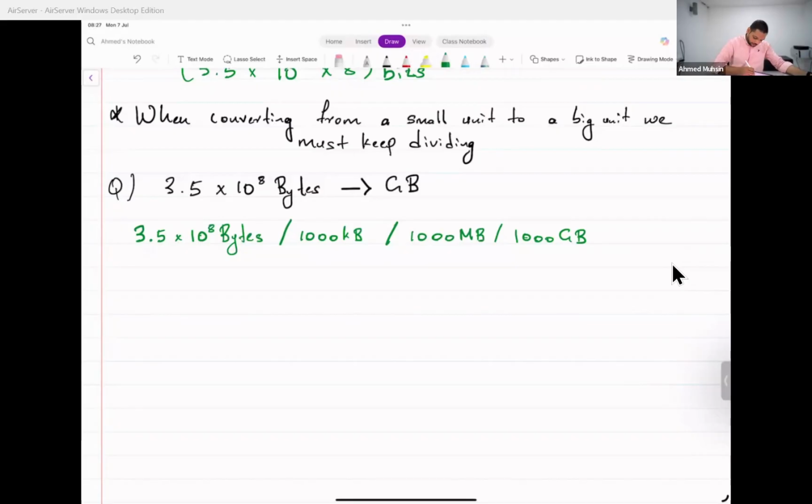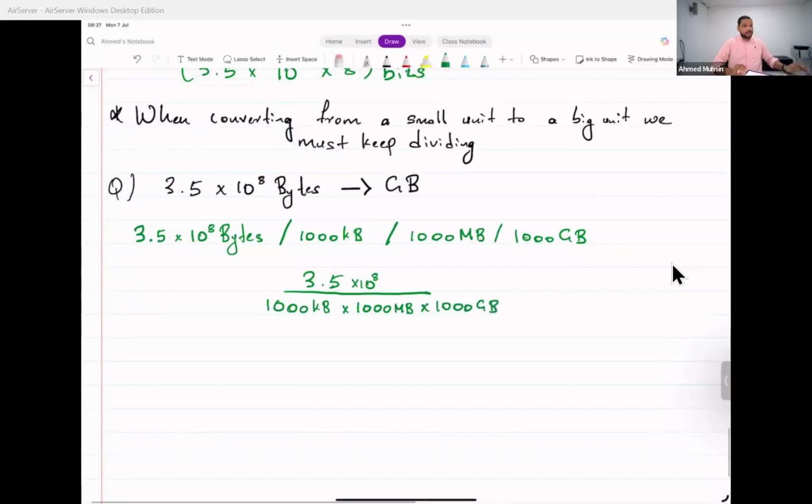Now guys, you can keep your answer this way, or let me show you one more way you can write your answer. You can write it like this: 3.5 times 10 to the power of 8 divided by 1000 divided by 1000 divided by 1000. You can write it that way also. The first way is also right. The second way is also right. What can you do? You can say 1000 kilobytes into 1000 megabytes into 1000 gigabytes. Everybody okay with this? This is also fine. Method 1 is also fine. Method 2 is also fine.